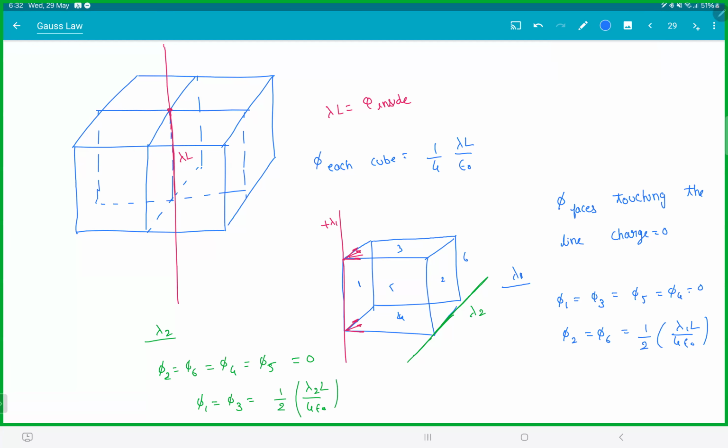Next one. There you can keep on playing with more varieties of flux questions, but these are the main ideas. Turn the page.